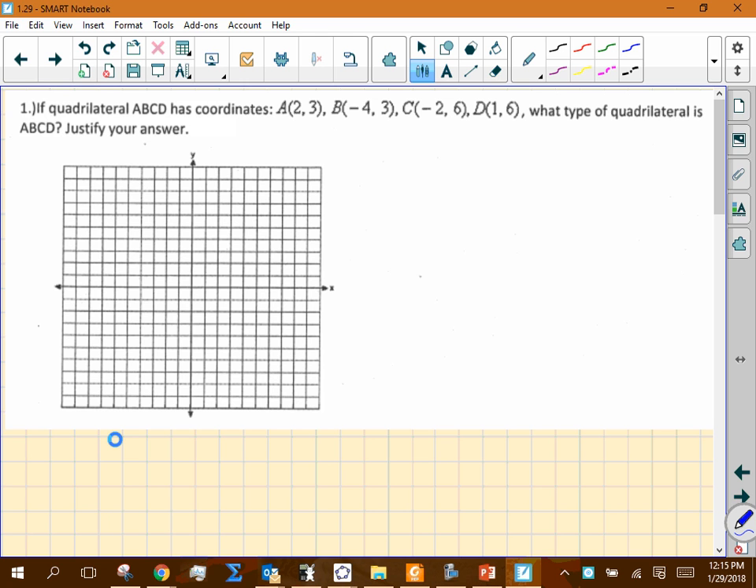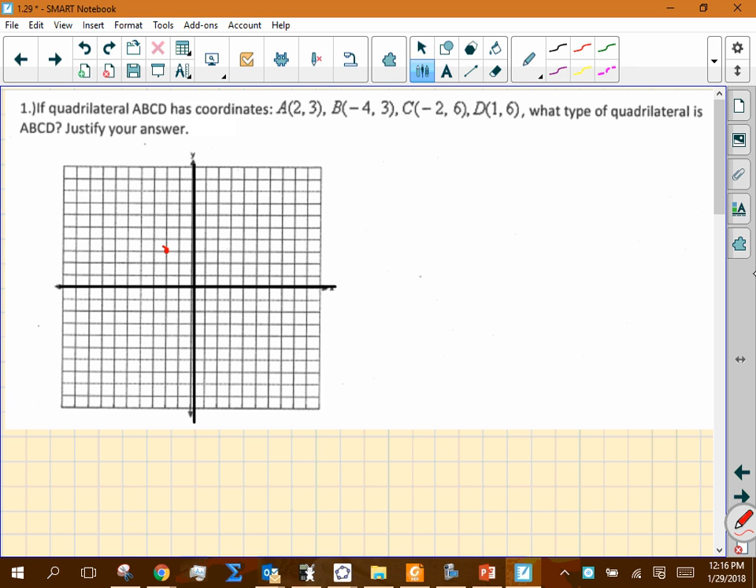The first one on that packet, like I said, page 7, is asking you to deal with this quadrilateral and to classify it as a particular type of quadrilateral if we can. So the first thing we want to do is graph this thing, and I'm going to graph A as (2, 3).